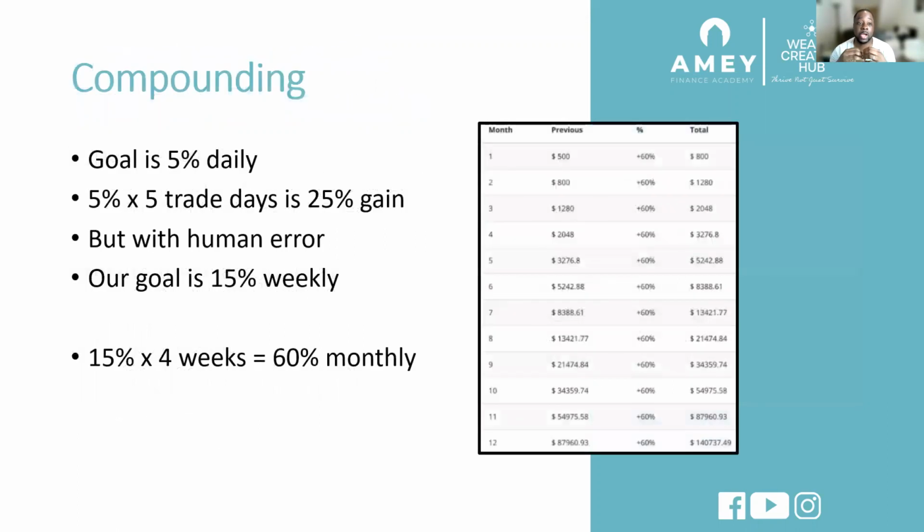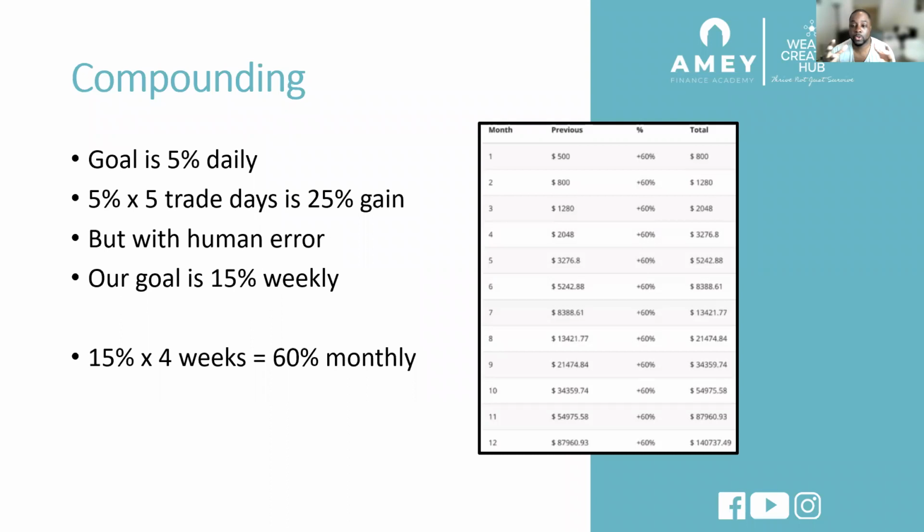Now, when you are compounding your account, we always say set yourself a goal, a target. I set myself a target of 5% daily. So the goal is to make 25% every week, compounding and building your account up to a nice level. There's obviously human error. You're not going to win every trade, but you've got to make sure that you are prepared for that.